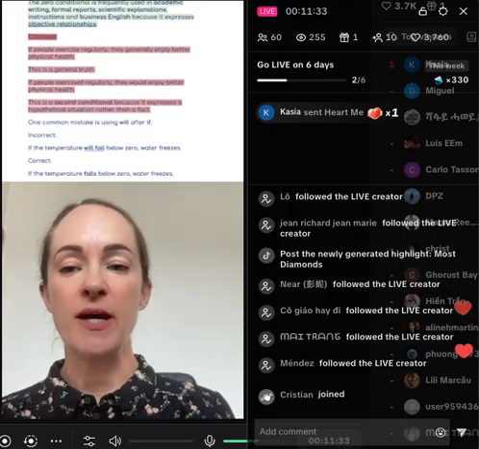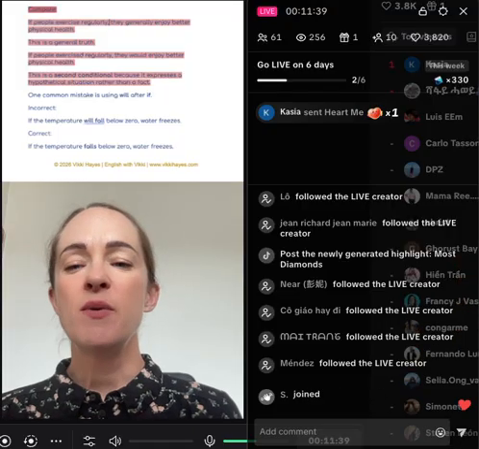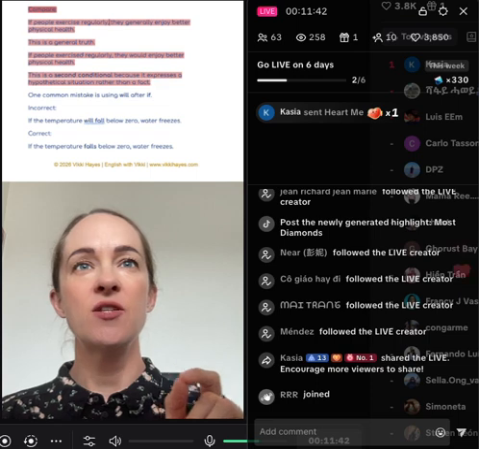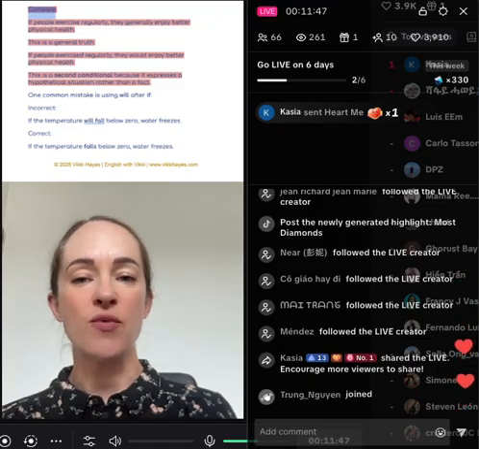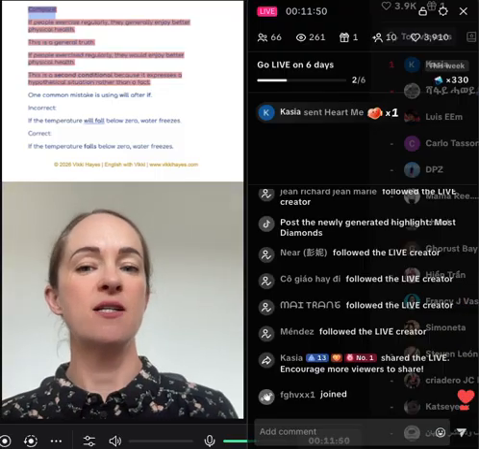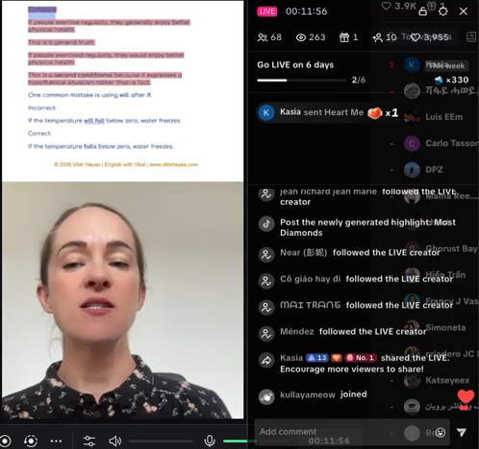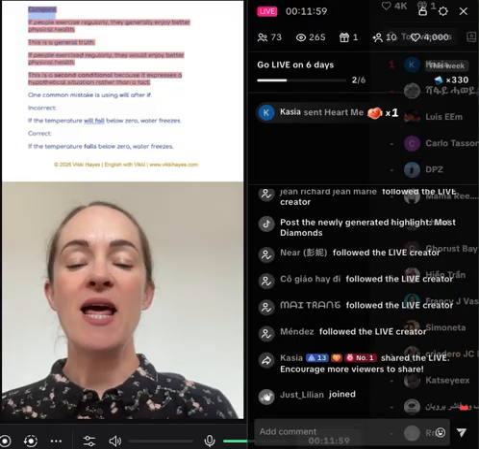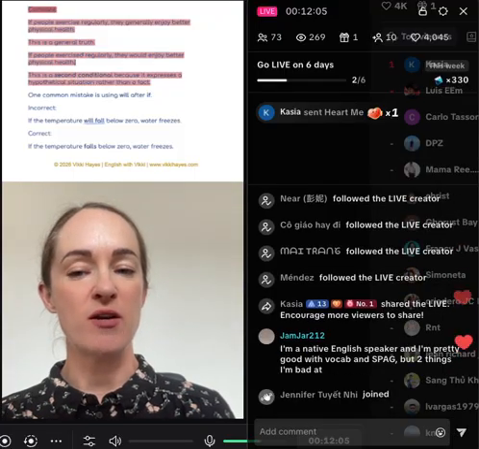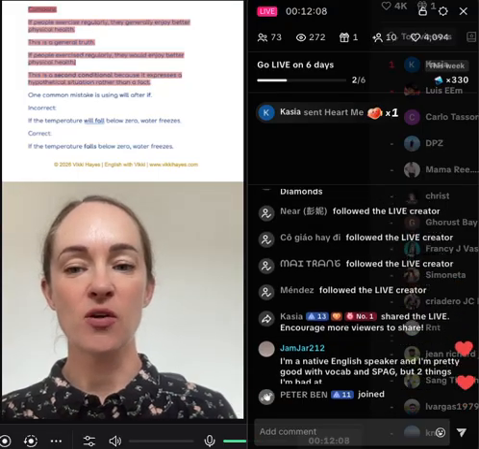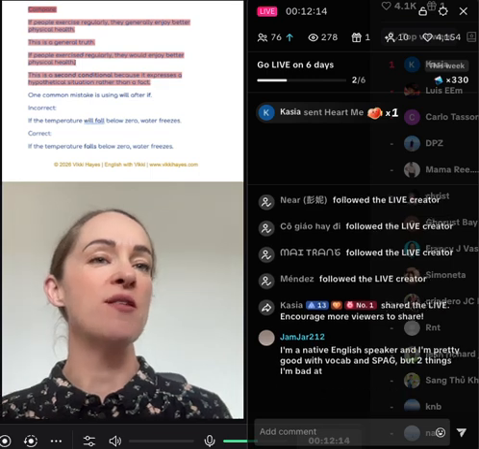So let's compare. If people exercise regularly, hope you can see that clearly enough now, no? Maybe the colors of the highlighter are not that great. So if people exercise regularly, they generally enjoy better physical health. This is a general truth, okay? Now this is different. If people exercised regularly, they would enjoy better physical health. That's a second conditional, okay? This is a second conditional because it expresses a hypothetical situation rather than a fact.